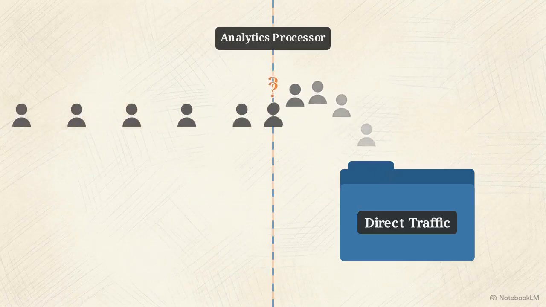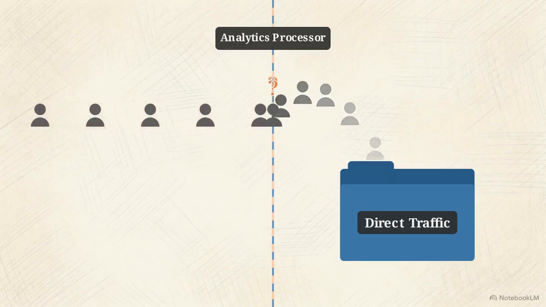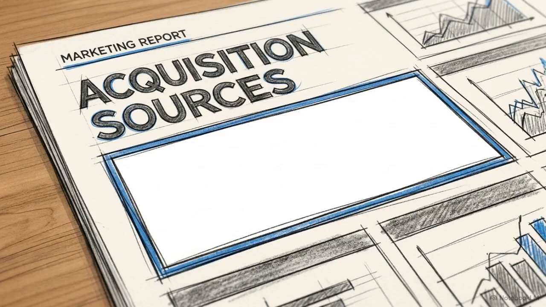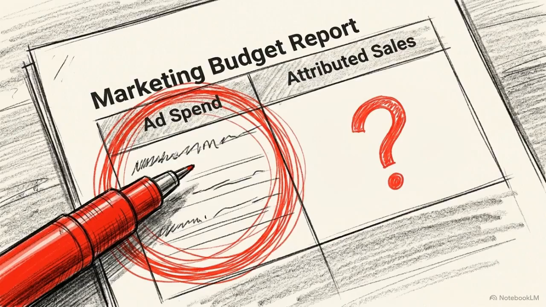Direct traffic is actually a default dumping ground for any visitor whose origin data got lost along the way. Relying on these default analytics leaves you with a massive blind spot. If you cannot see where your traffic actually originated, calculating the return on investment for your external campaigns is impossible.